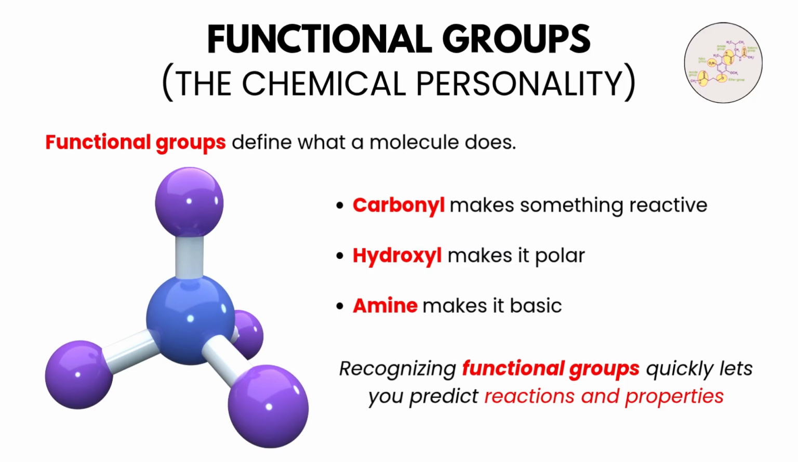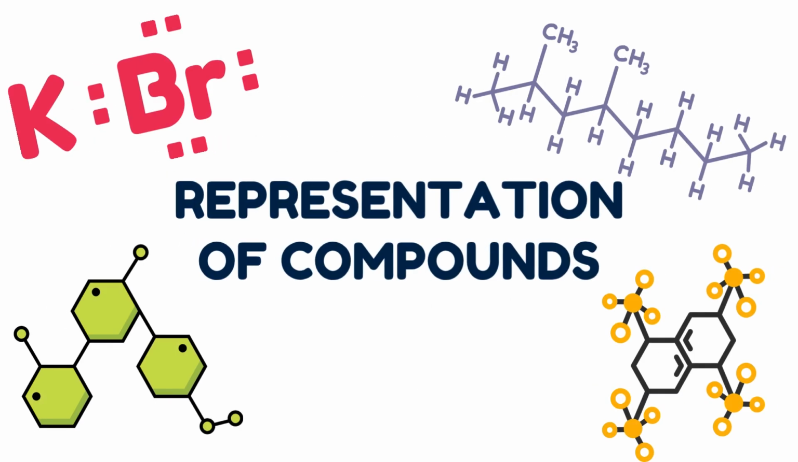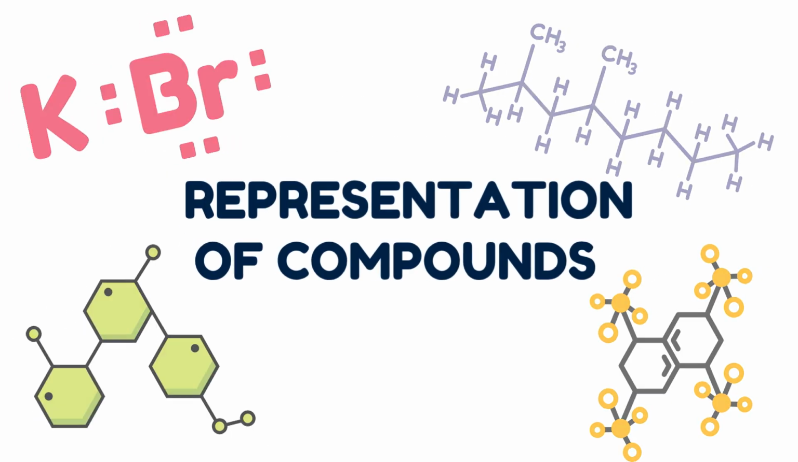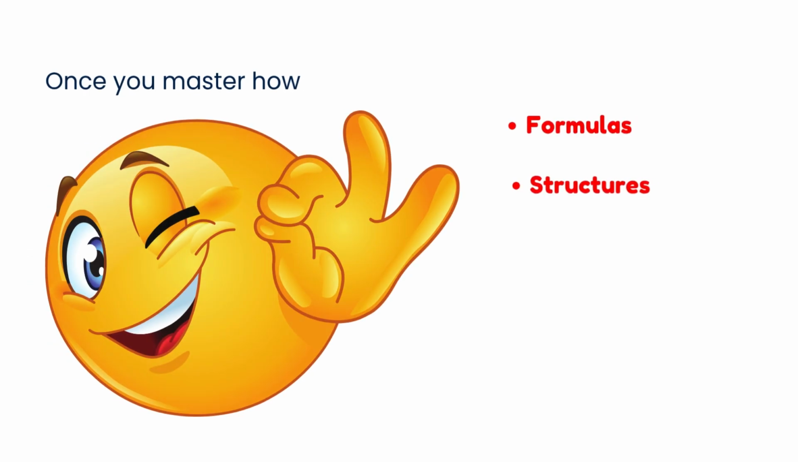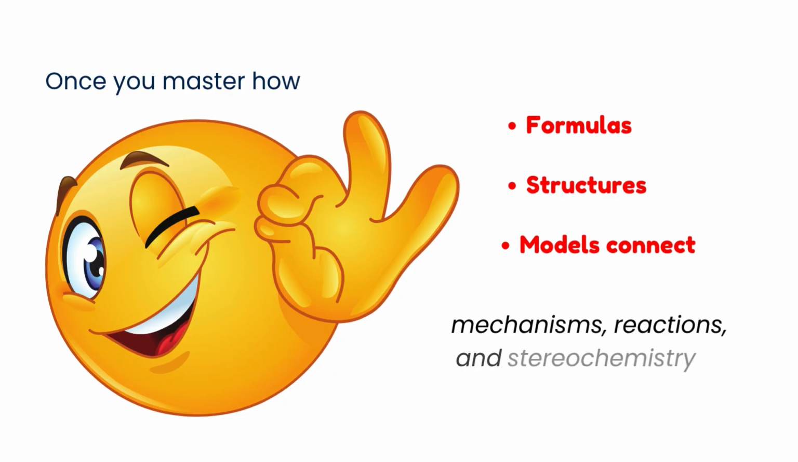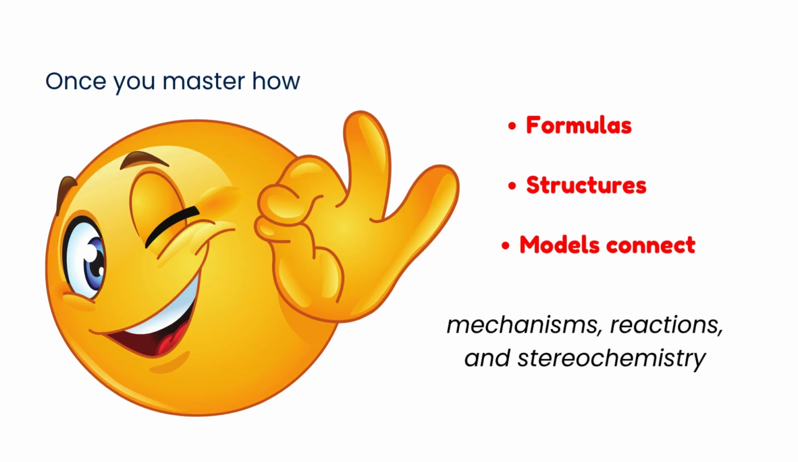An MCAT super skill. Representation of compounds is all about seeing chemistry on paper and in your head. Once you master how formulas, structures, and models connect, you'll find mechanisms, reactions, and stereochemistry questions far more intuitive. And that's where accuracy and speed come together on the MCAT.